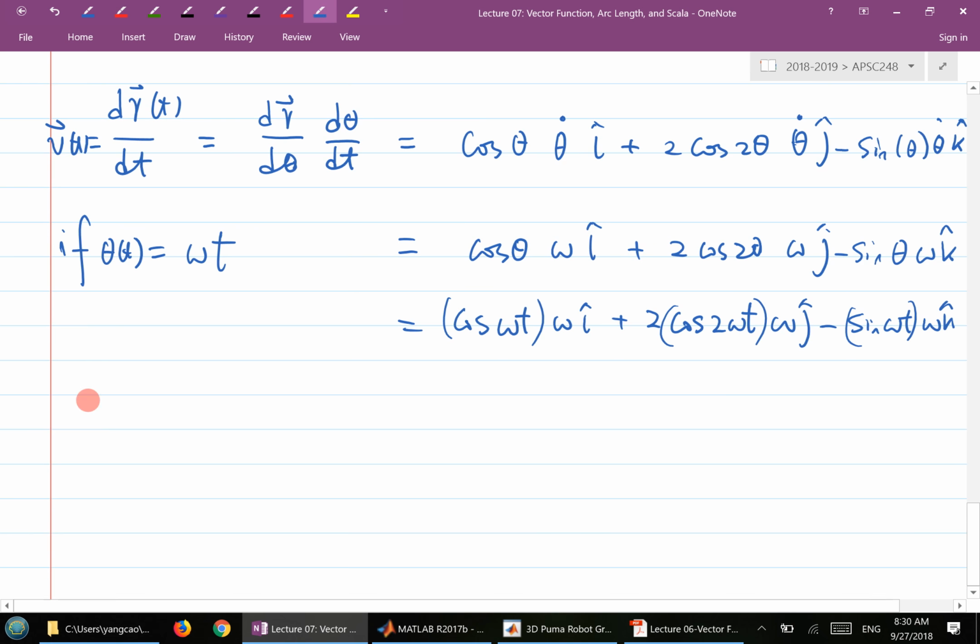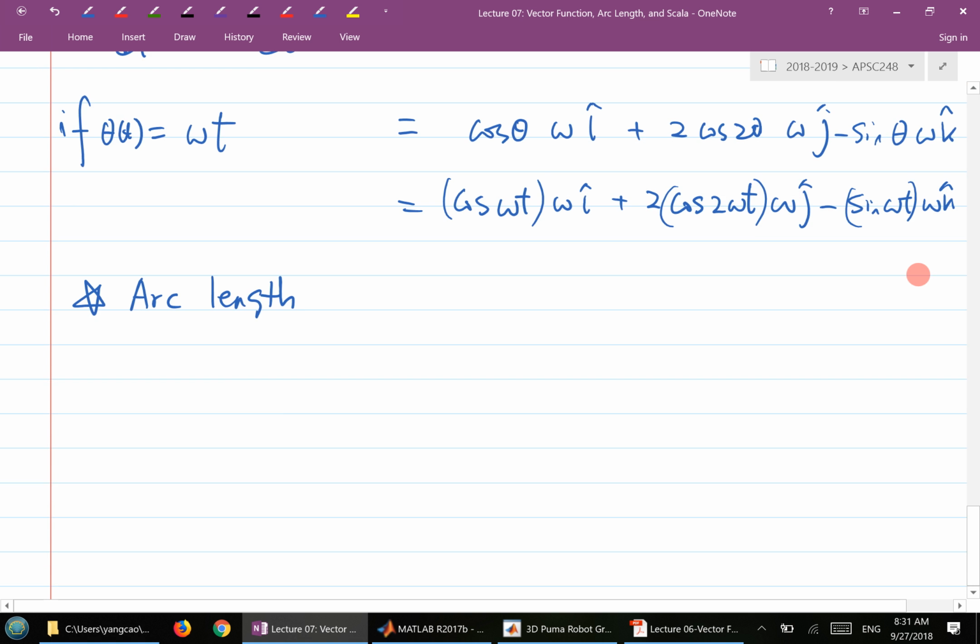It's a new concept, which of course involves this vector function. The first thing I wanted to talk about is how to calculate an arc length. And then from arc length, we'll look at another concept called the scalar line integral. So first of all, what do we mean by arc length? I'll draw something to illustrate the idea here.